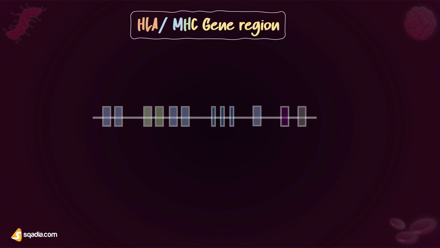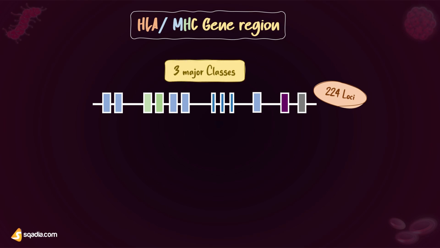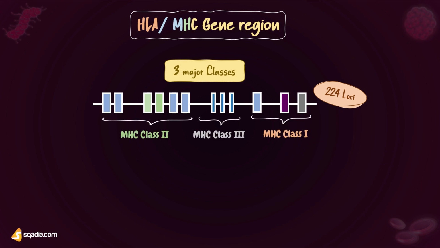If we look at this HLA or MHC region on chromosome number 6, we'll find that there are more than 224 loci for MHC genes. You know what a locus is, right? The location or position of genes on chromosomes is termed locus, plural loci. These loci of MHC are classified into three major classes: MHC Class I, MHC Class II, and MHC Class III.